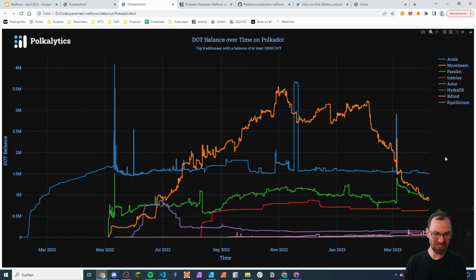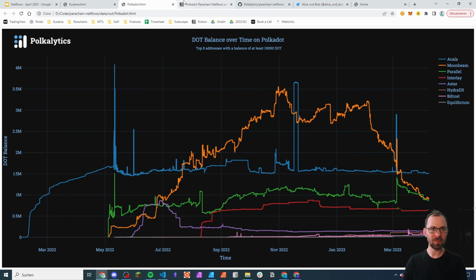Okay, we're moving to Interlay here. Interlay, a similar story to Kusama, basically ranged up to 600,000 DOT, and now is ranging sideways with a little bit of up and down. And then we have Astar here. Astar is an interesting story because it was going up to almost 900,000 DOT, and then ranging down again, and now it's ranging sideways. And then other chains that we have here are HydraDX, Bifrost, and Equilibrium. Right, so this basically concludes our detailed view on this.